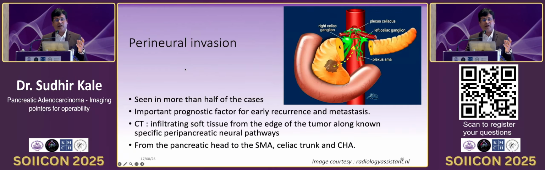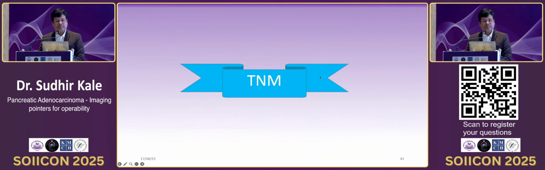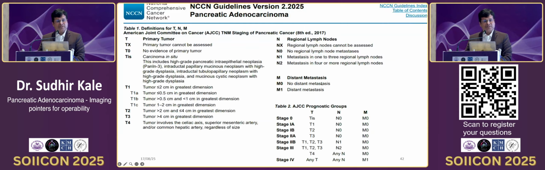So what is an indirect way to know that there is perineural infiltration? This is from the celiac axis. You can see the green structures here. These are the plexus and the ganglion around the celiac and SMA. So whenever in CT you see the celiac axis involved, indirectly you can infer that there will be involvement of these neural plexus. Then coming to TNM staging, there is a lot of things as per the NCCN guidelines.